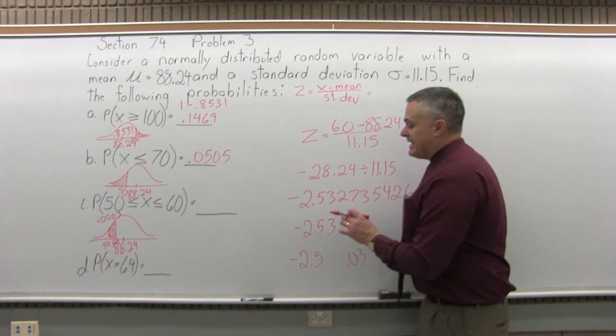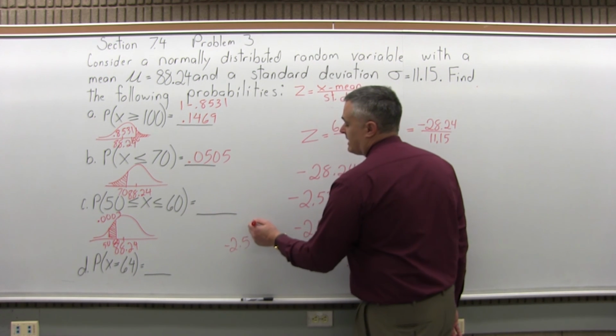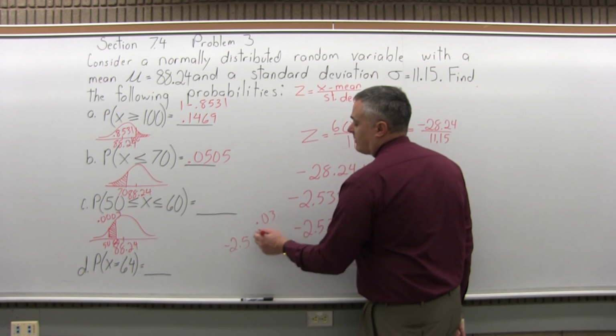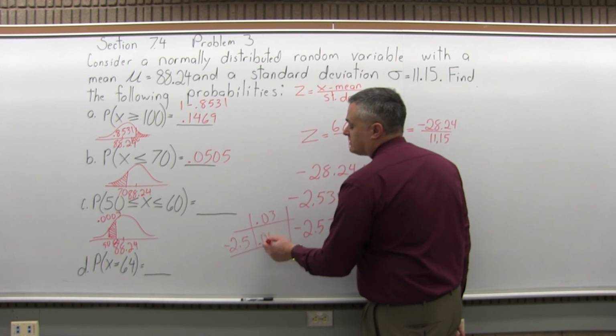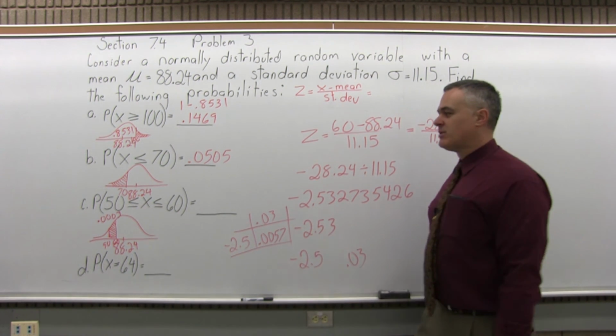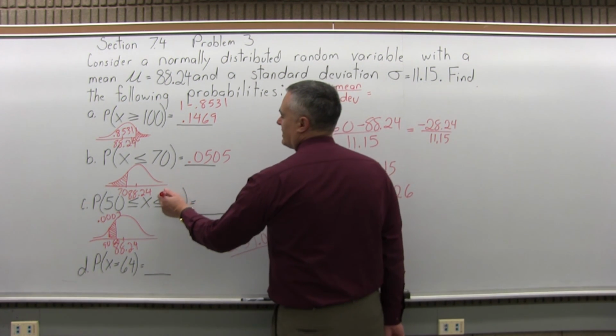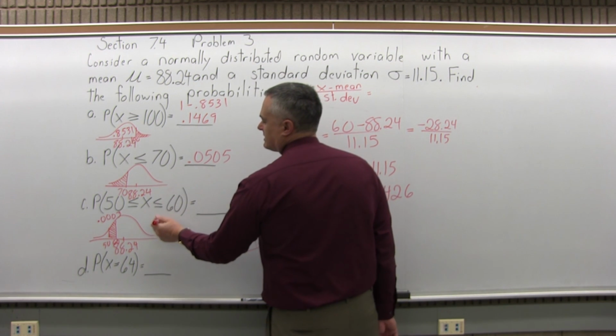Now I go to the negative 2.5 row of the chart. Again, make sure you know that it's negative. The 0.3 column, and where you intersect those will be 0.0057. Still a pretty small probability. So that's the value for the 60. I wrote the other one underneath. Let's be consistent.